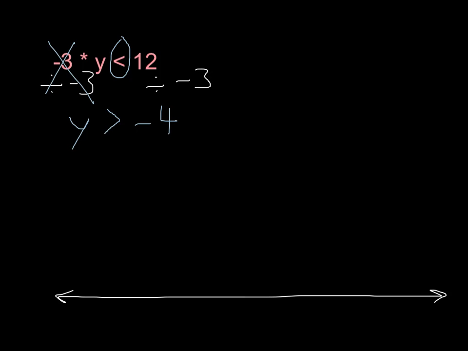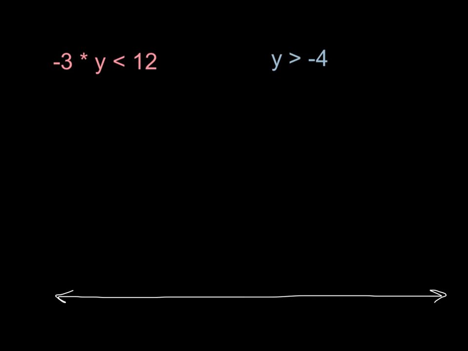Let's plug in some examples to make sure that this works. So I divided both sides by -3, and I got y is greater than -4. So these two inequalities should be the same. If I plug in y equals 0, on the right-hand side, I get 0 is greater than -4. Is that true? Yes, it is.